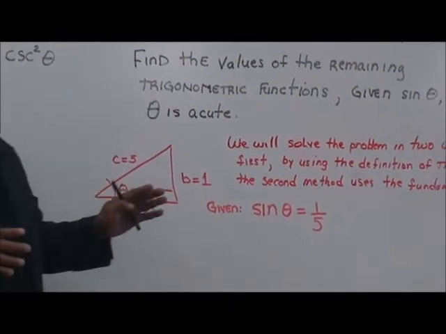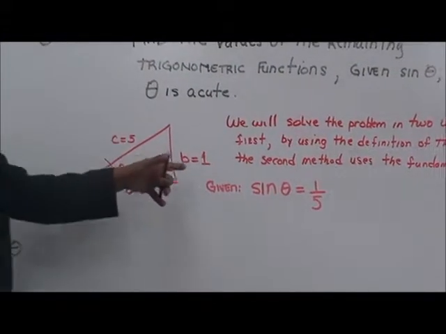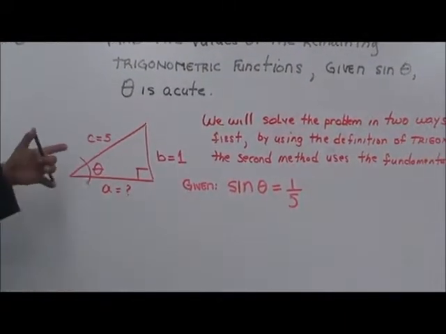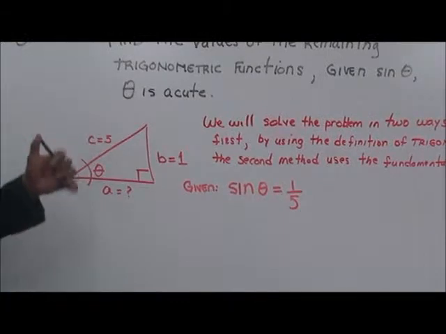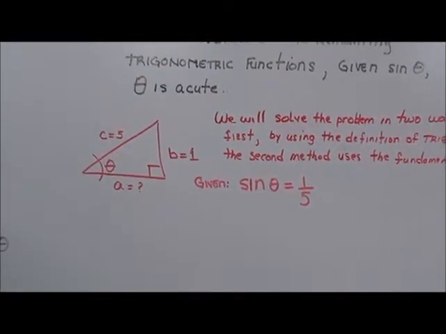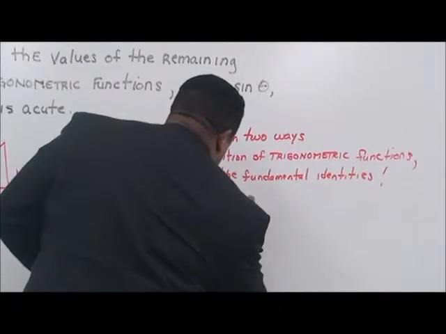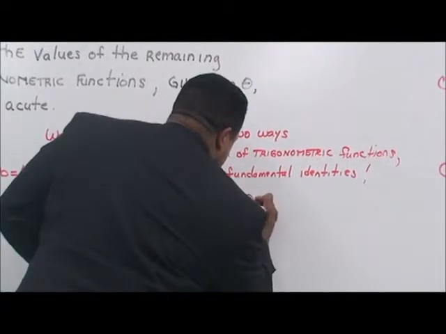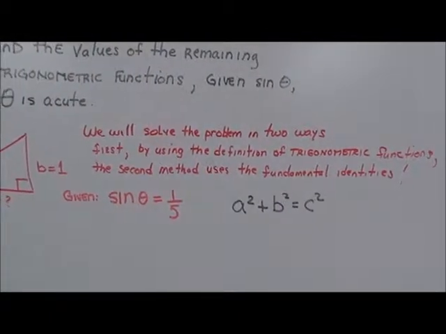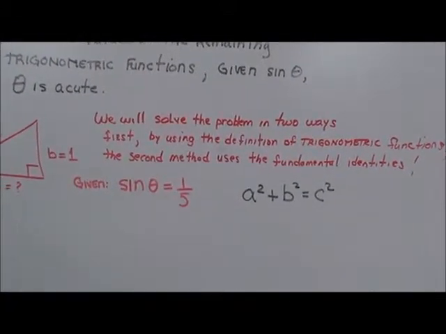Look at the right triangle first. We have the value of B on the opposite side, and we have the value of C, which is the hypotenuse. Still, we must find the adjacent side, A. How will we do that? We have to consider A squared plus B squared equals C squared, the infamous Pythagorean Theorem. Now we'll just plug in values and solve for A.